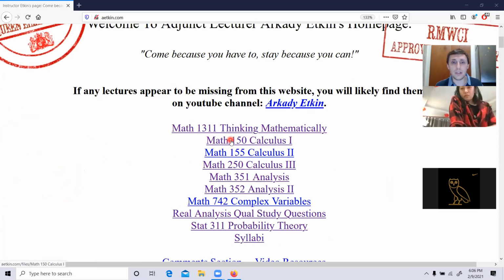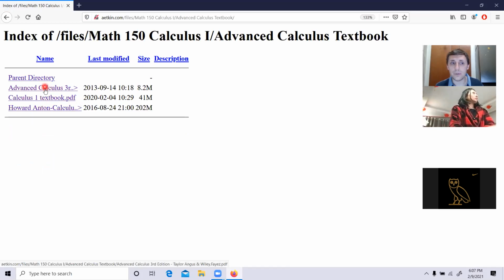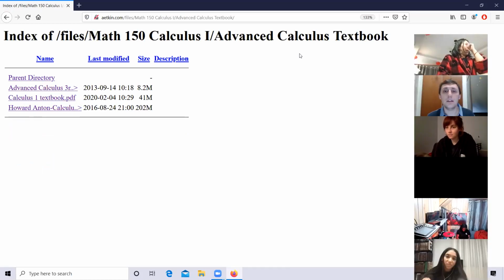Now, the material that I have for this class is stored under Math 150. Math 150 Calc 1, you all have seen it. And you have Advanced Calculus. You see this link? And you have 3 books. In the lower book, Howard Anton, you have Appendix A through Appendix E. Those appendices should give you all the background you need for this class, from nothing to even beyond what you're supposed to truly know.